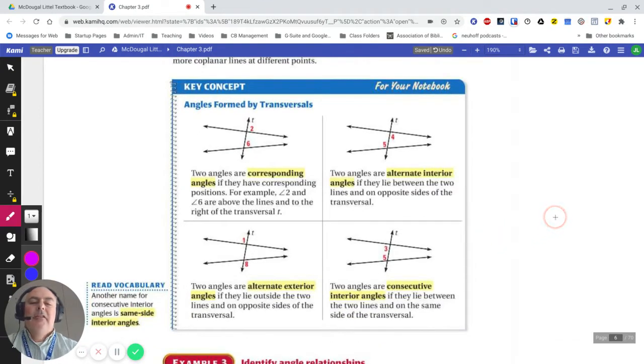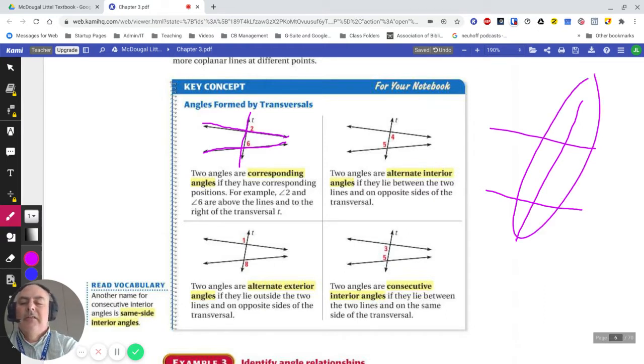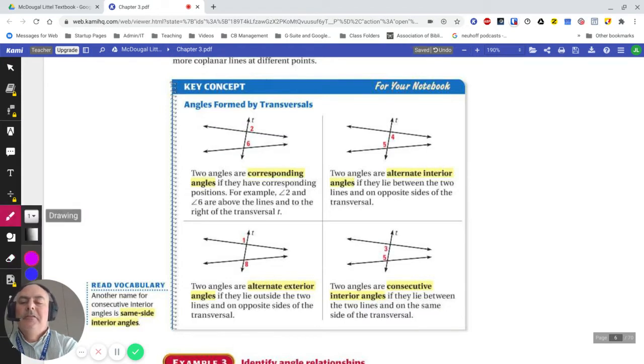What I can do now is take a look at a situation where I have two lines. Now, these are not drawn as parallel lines, but then I have a third line that crosses them both, and it's called a transversal. Any two lines and a third line that crosses them, this third line is what is being called a transversal. What that allows me to do is come up with angle relationships between the lines and the transversal.